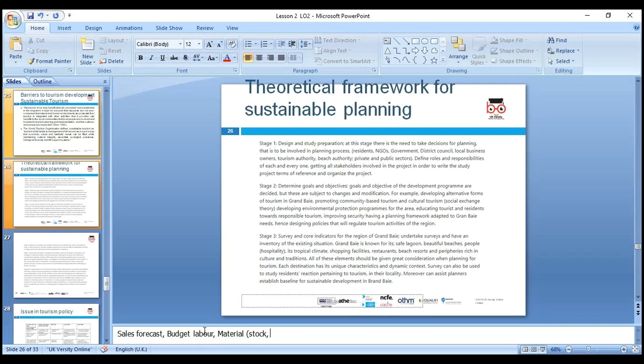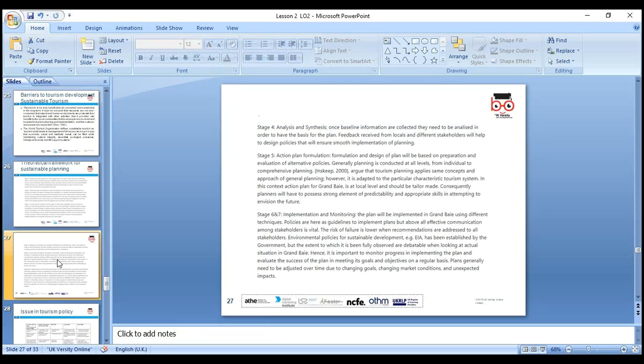stock planning. So if your sales are increasing, your capacity, you're going to use 100% in peak season. So all of the planning will be based on it. So that's quite crucial to be sustainable. So you have all this. And then stage four, analyze, synthesize, action planning, and implement.